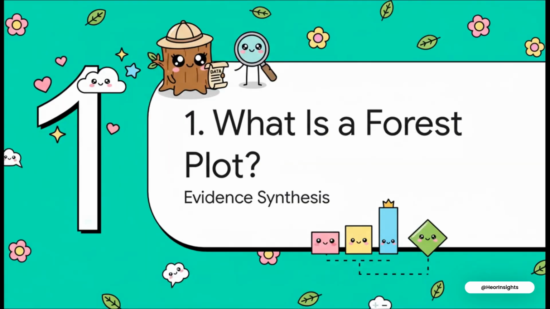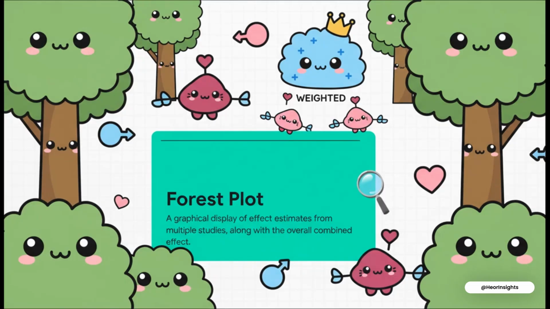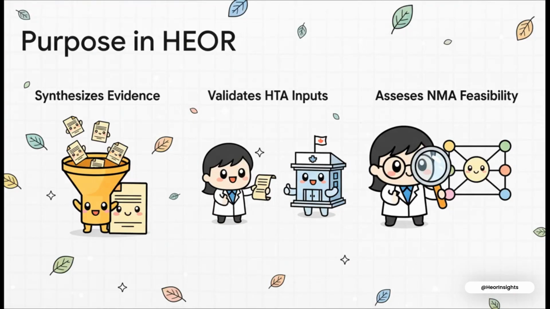What is a forest plot, and what is its role in evidence synthesis? A forest plot, which is sometimes also called a blobogram, is the standard visual tool for presenting the results of a meta-analysis. It's designed to display effect estimates and confidence intervals from individual studies and then synthesize them into a single overall outcome. In the field of HEOR, forest plots are absolutely essential for a few reasons.